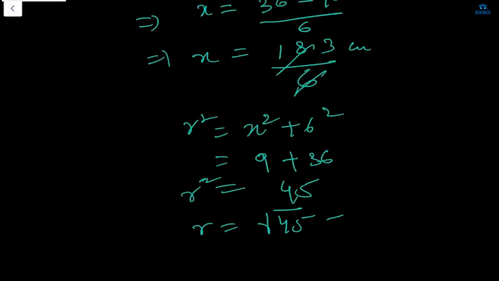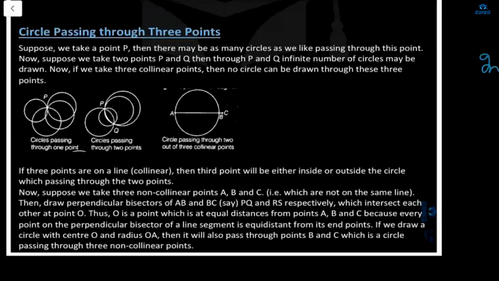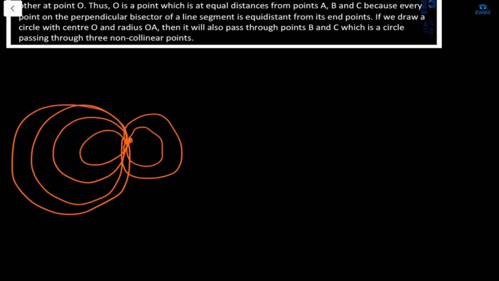Okay, find out the exact value of root 45, and then now circle passing through 3 points. Okay, circle passing through 3 points. So before that, we'll take a single point. Okay, so if there is a single point, so how many circles can be drawn from a single point? Infinite circles can be drawn. Okay, from single point, there are so many circles can be drawn. We can keep on drawing that are passing from a single point. Okay, now if I'm having 2 points, how many circles can be drawn? Again, infinite circles can be drawn.